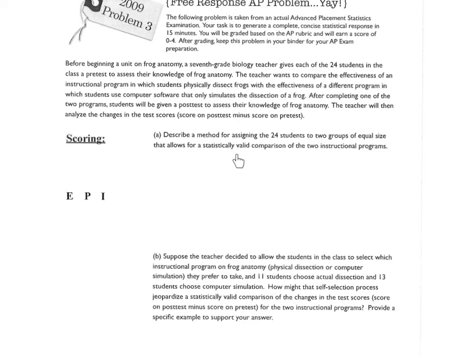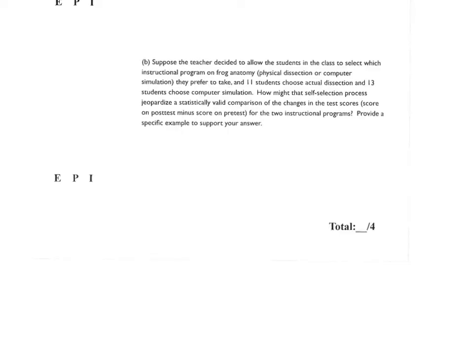I think it's important to know that to get an E, or an essential, on here, you have to talk about how you create the two groups of equal size and also assign the named treatments to the groups. So they are looking for that specification in there.